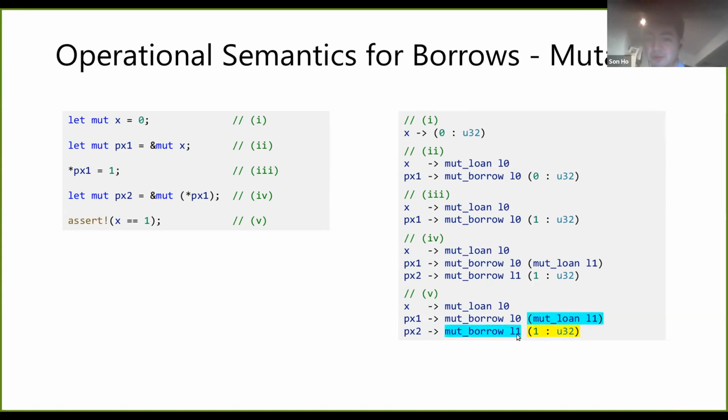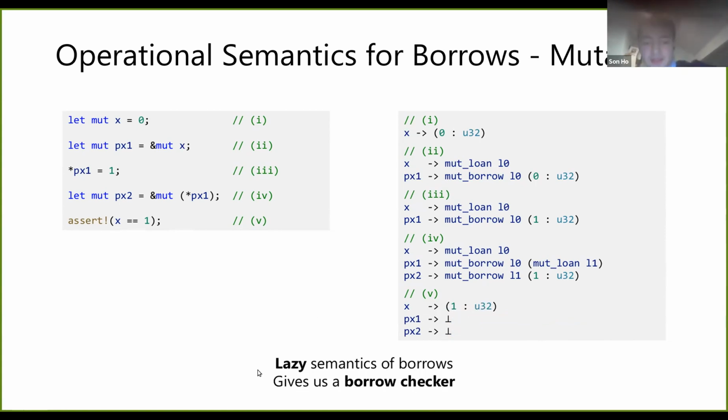And when we end the borrow, we simply take the value and put it back where the loan is, which really is like some sort of a hole. So we take one, we put it there. And because we invalidated the borrow here, we replace this borrow with the bottom value, which just means this value is invalid. You can't access it anymore. And now you can end the borrow L0 by doing the same. Now there is one here, and px1 maps to bottom.